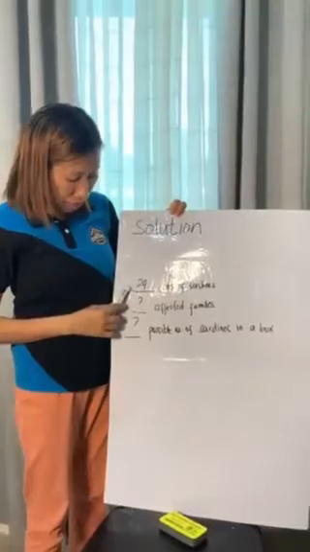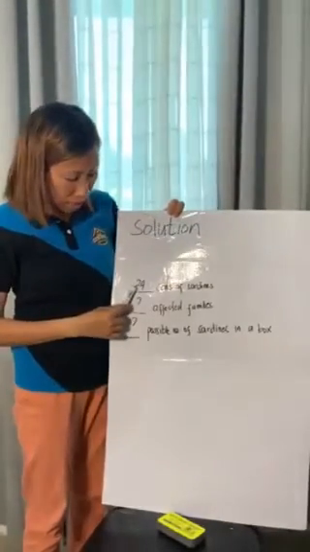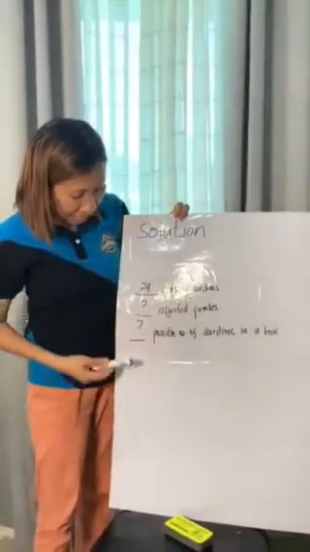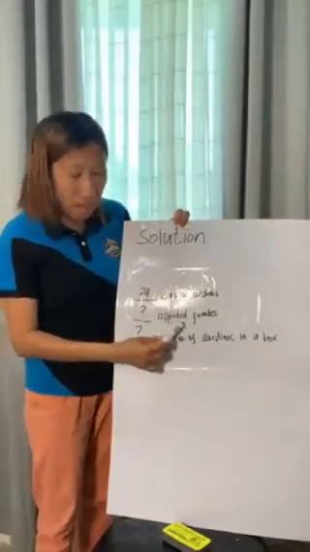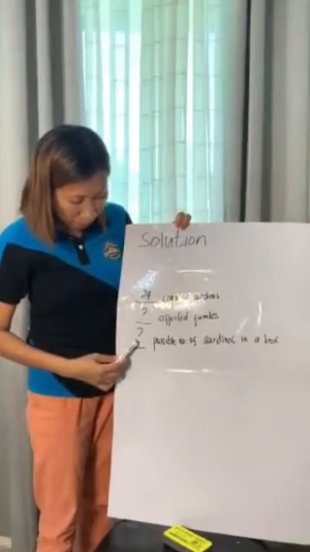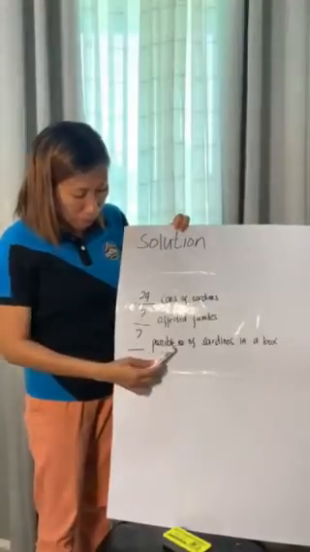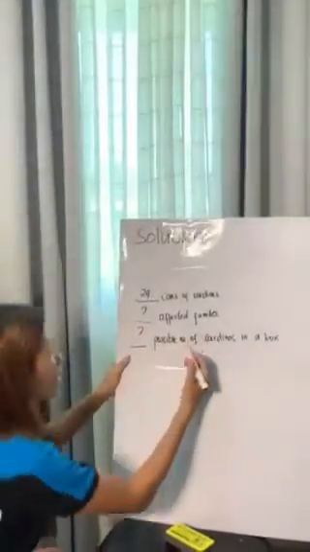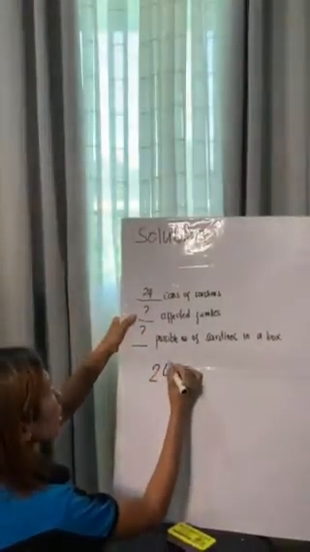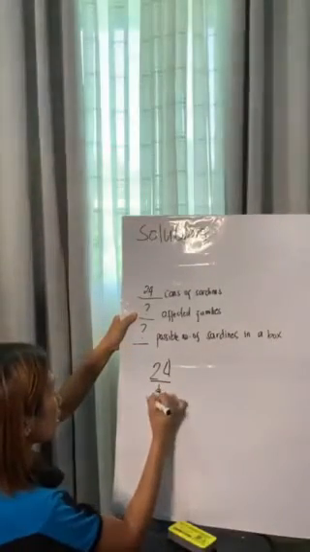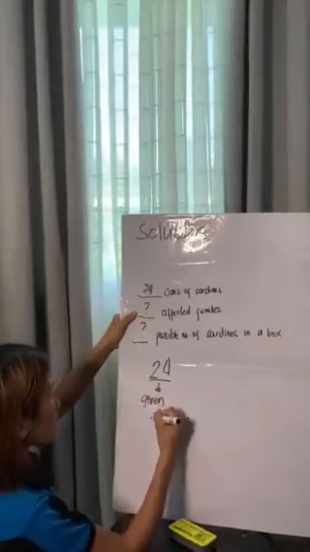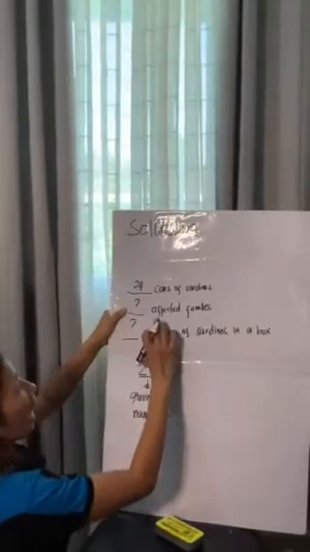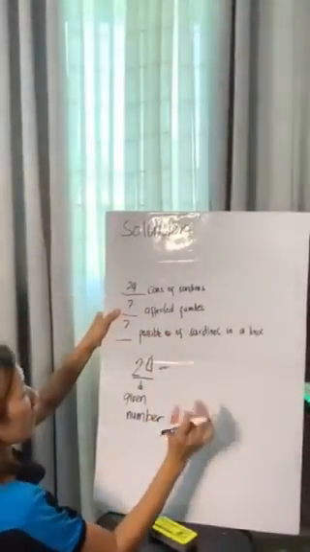So, we have here a given number of 24. 24 represents the cans of sardines. And then, hahanapin natin yung affected families at saka yung number na possible na mailagay sa isang box. So, ito yung solution natin. 24 is a given number. So, ilan kaya ang mabibigyan na pamilya?